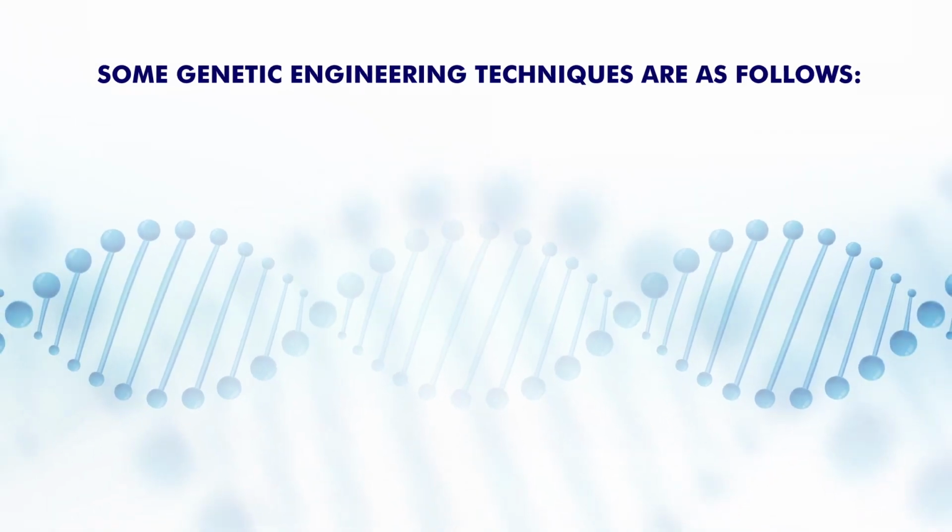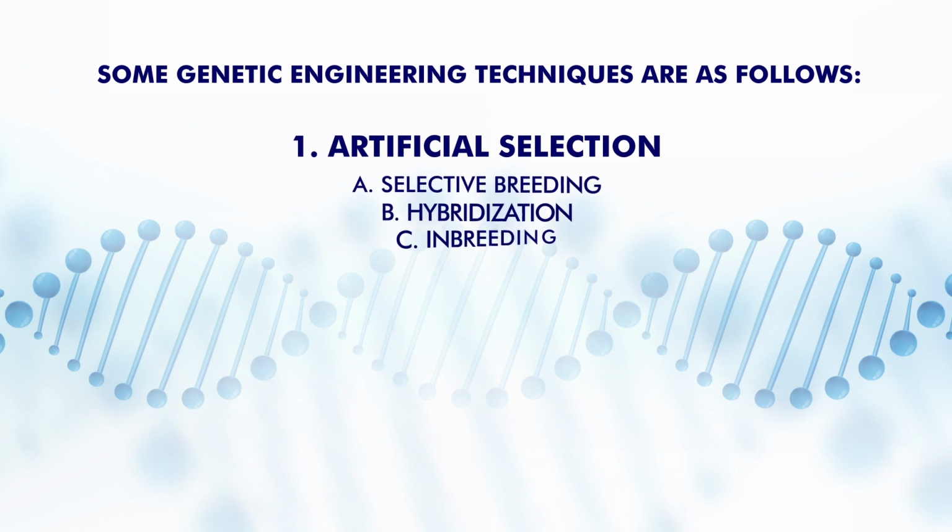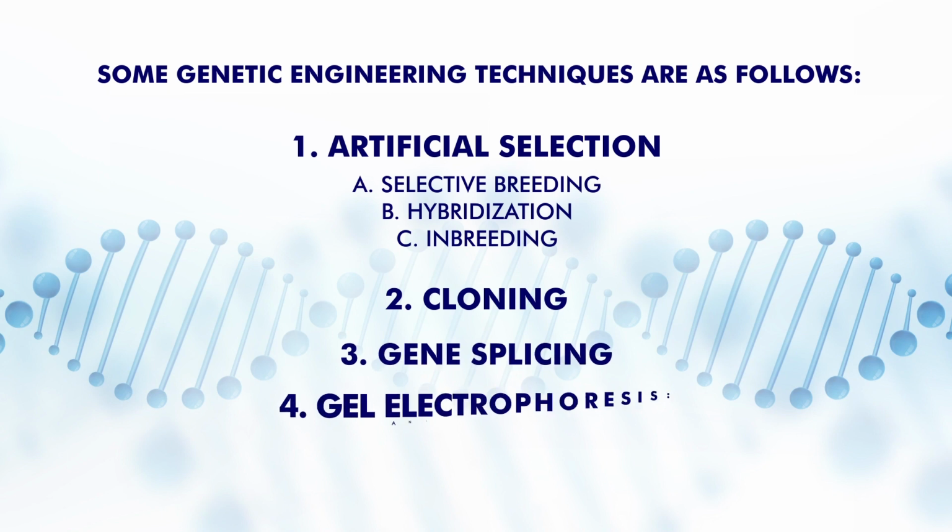The genetic engineering techniques which can be used for the production of these GMOs are as follows. There are basically 4 methods. The first one is artificial selection, the second one is cloning, the third one is gene splicing, and the last one is gel electrophoresis, which is not a genetic engineering technique, but it can be used for analyzing the DNA.